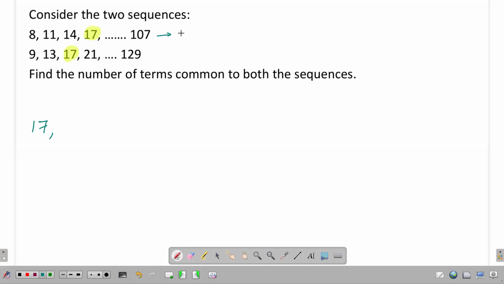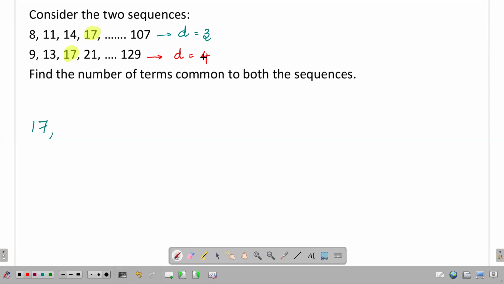Please note the common difference of the first sequence. You can see that it is equal to 3. 8 plus 3 is 11, plus 3 is 14, plus 3 is 17. Like that it goes. The common difference here is equal to 3. In the same way, consider the second sequence: 9 plus 4 is 13, plus 4 is 17, plus 4 is 21. So the common difference is equal to 4.